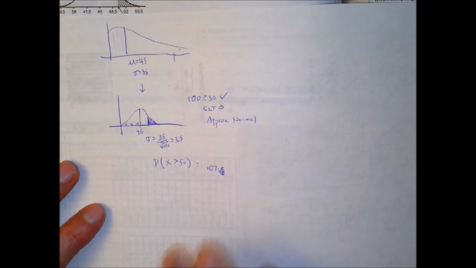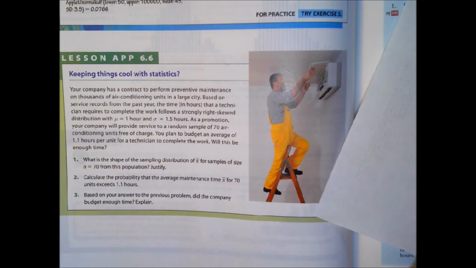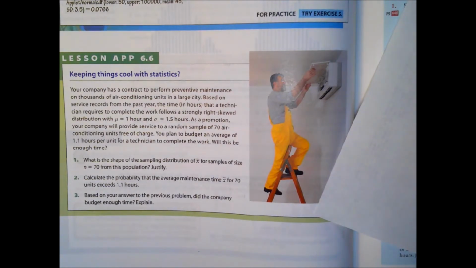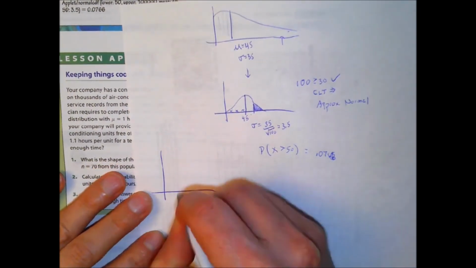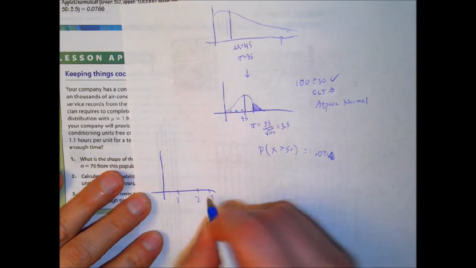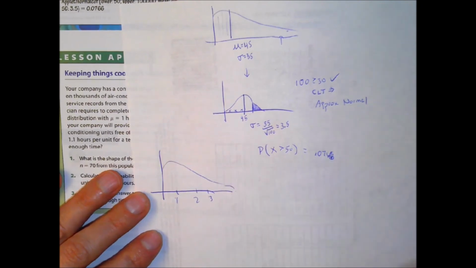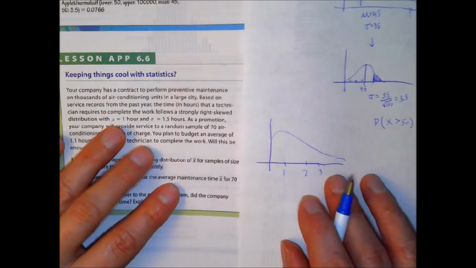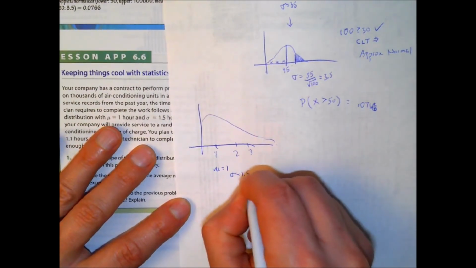Okay, one last problem for us to look at. Your company has a contract to perform preventative maintenance on thousands of air conditioning units in a large city. Based on service records from the past year, the time that a technician requires to complete the work follows a strongly right-skewed distribution. So once again, if you think about the number of hours it takes, most of the time it doesn't take too long, but sometimes it does take a long time, so there's a right skew to this. That's my population, and the mean is 1 with a standard deviation of 1.5 hours.